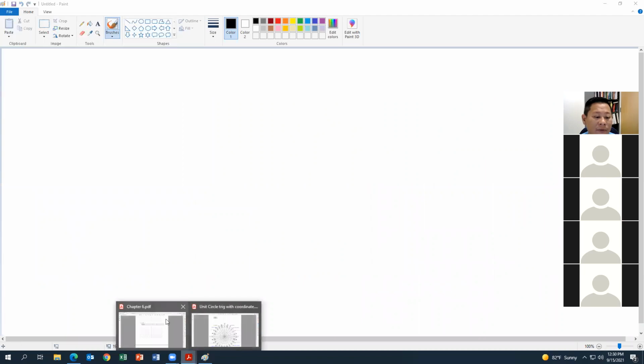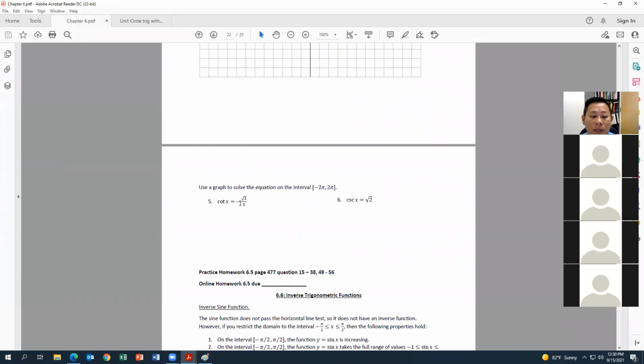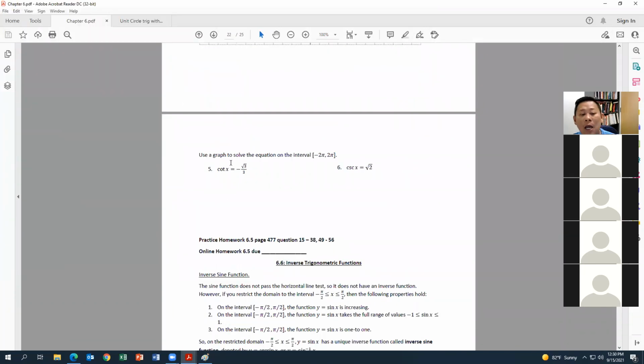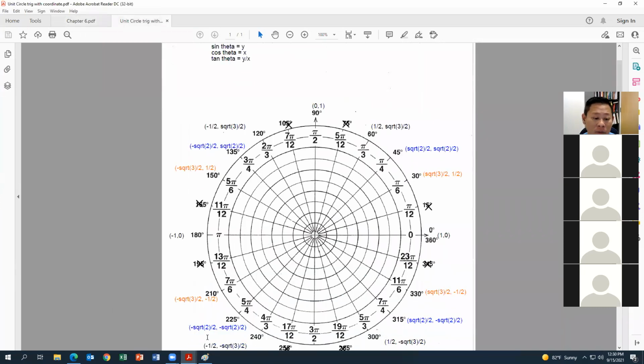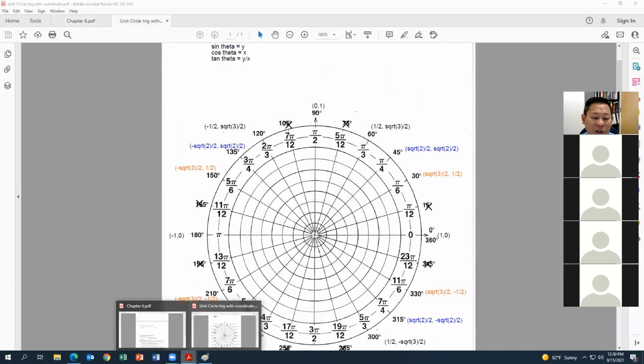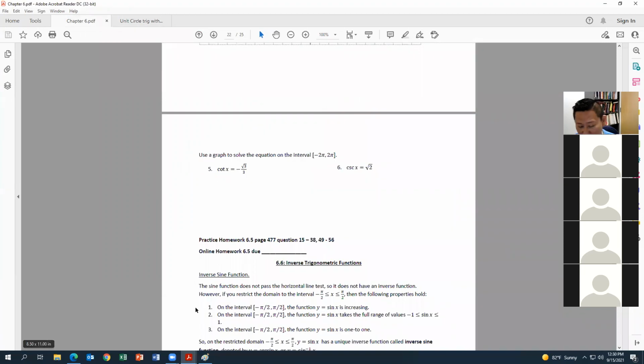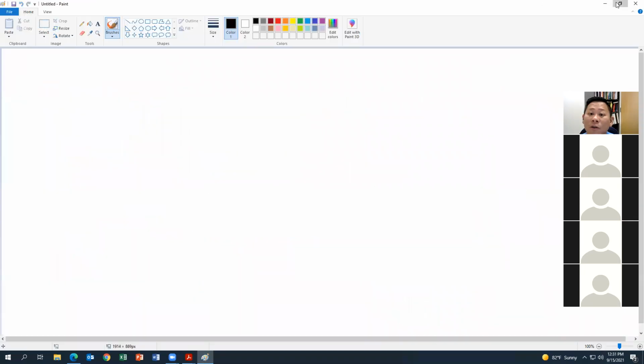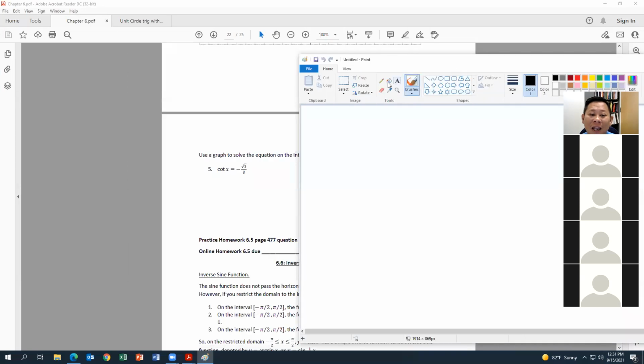We have a little bit left on 6.5, which is how do we solve this equation? So we're not using the graph. What we use here is the unit circle. The unit circle is actually always quicker. Some of you ask me which is quicker, the graph or the table or the unit circle. I will tell you straight away the unit circle is the fastest way to do it. So don't use the graph or the table.